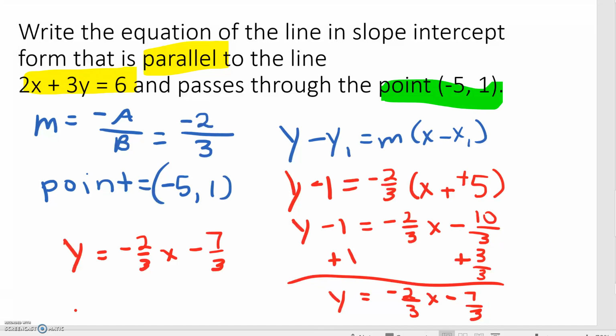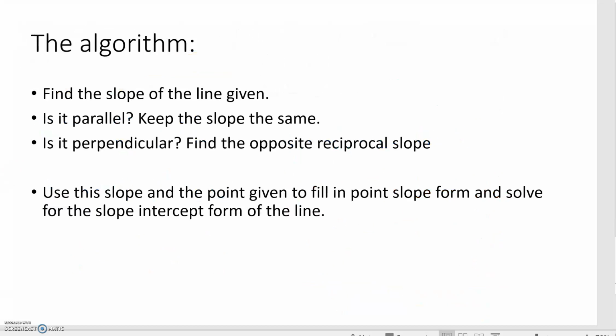Now let's talk about some things that we need to remember about this. The algorithm is we need to find the slope of the line that's given. Is it parallel? Then keep it the same. Is it perpendicular? Find the opposite reciprocal slope. Now use this slope and the point given to fill in point-slope form and solve for the slope-intercept form of the line. I hope this helps.